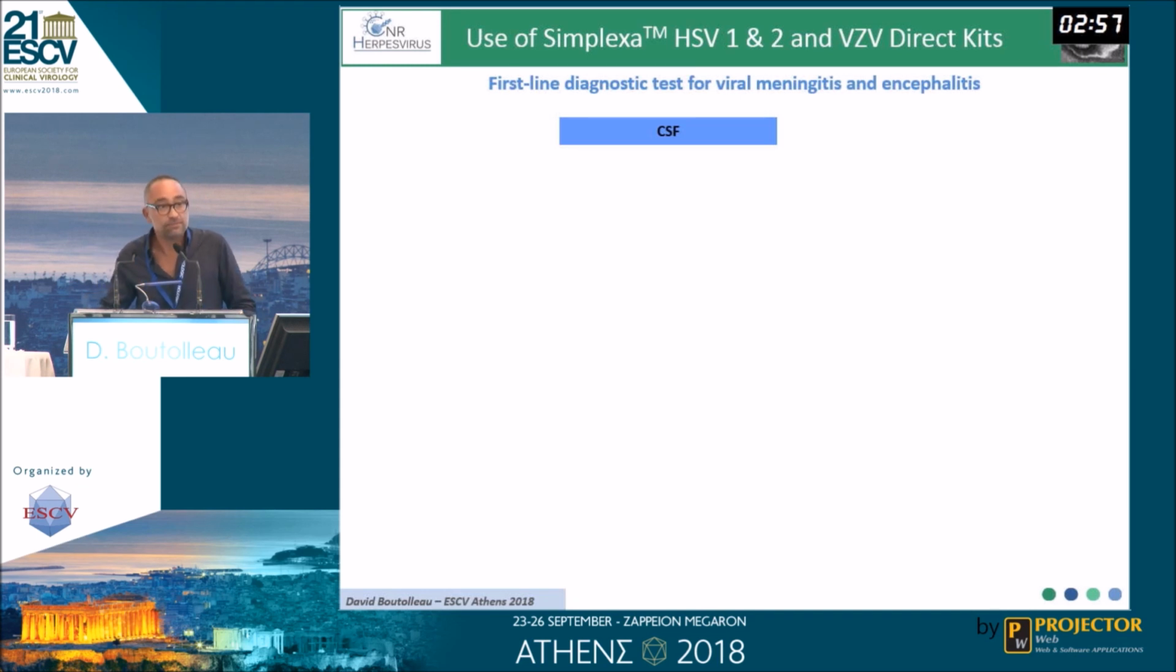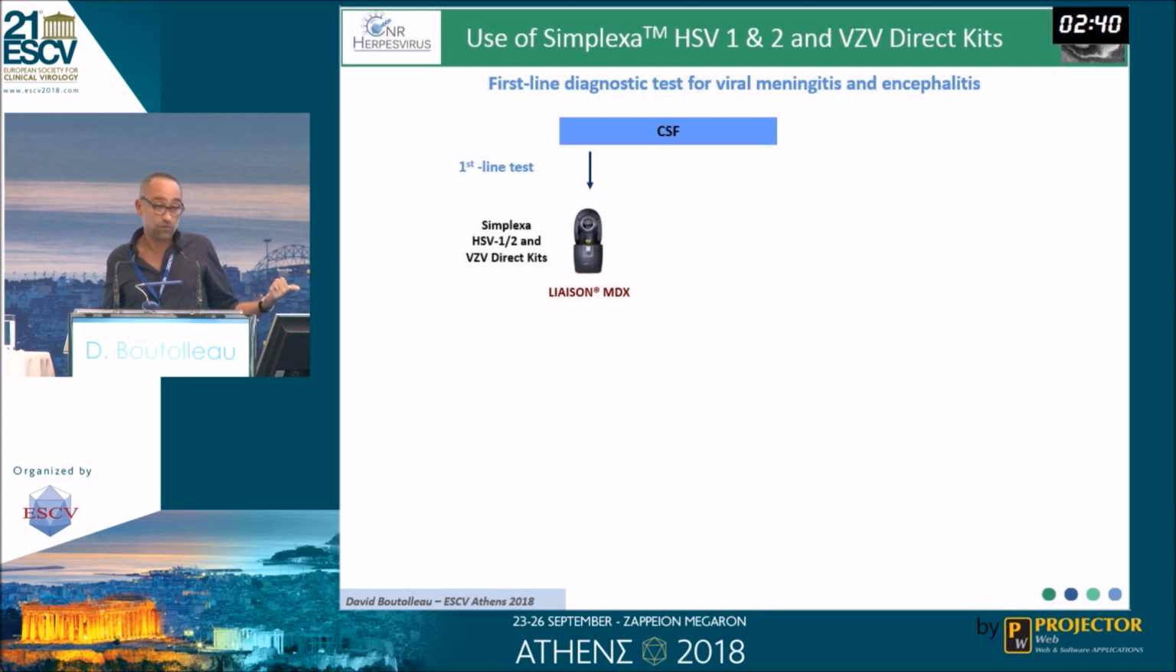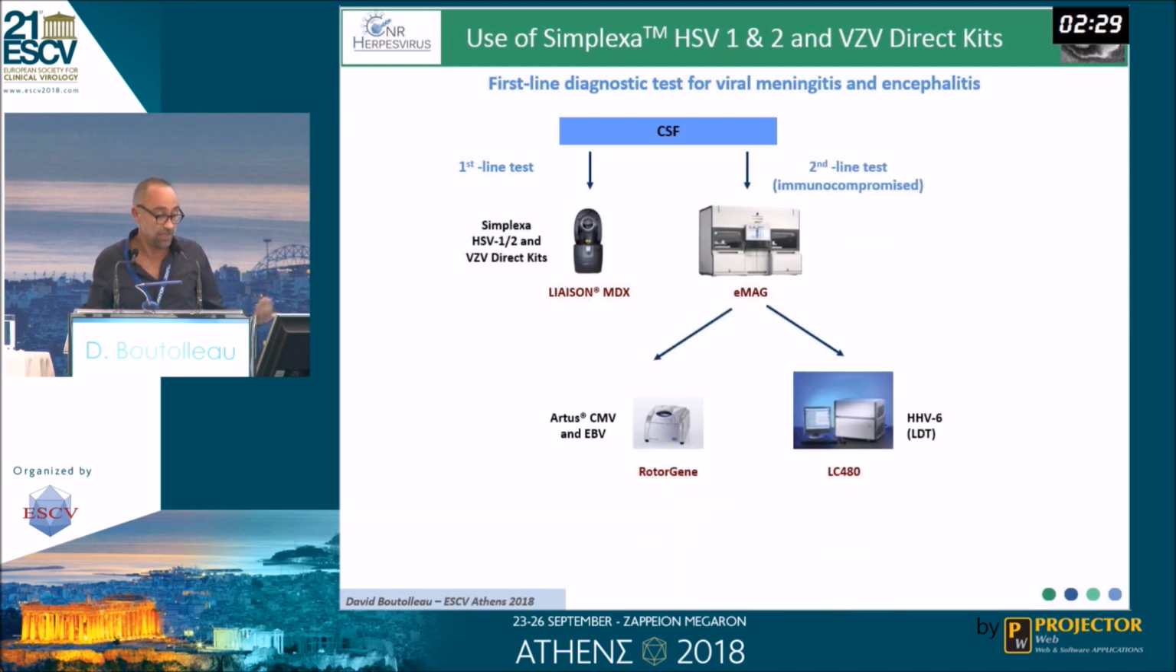So now in the lab, we are going to implement the VZV kit very soon. As a first-line diagnostic test for all viral meningitis and encephalitis, we can perform HSV 1 and 2 PCR and the VZV PCR on the CSF on the Liaison MDX. And then, if negative or according to the context, especially if the patient is immunocompromised, then we can perform, let's say, a real extraction and look for opportunistic infections by CMV, EBV, or HHV6.